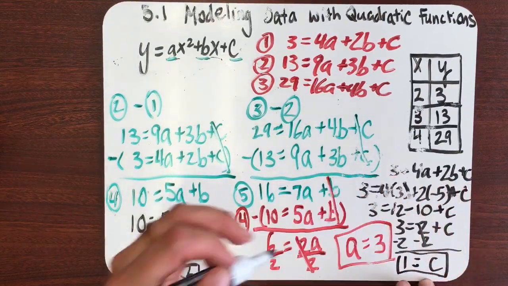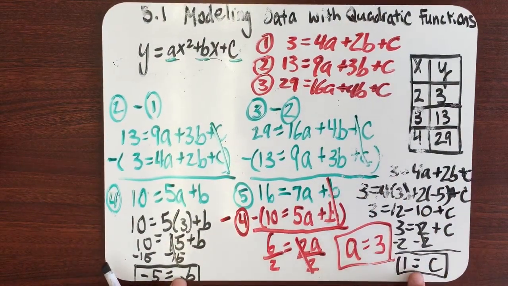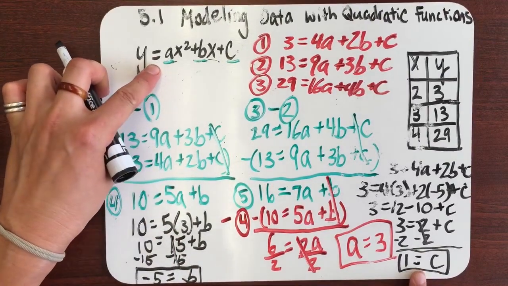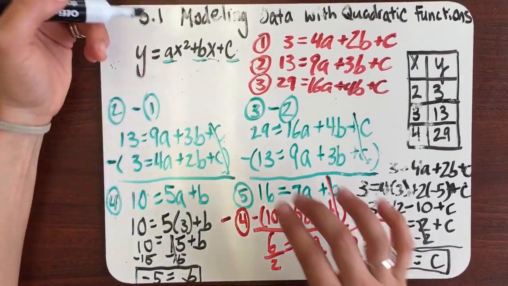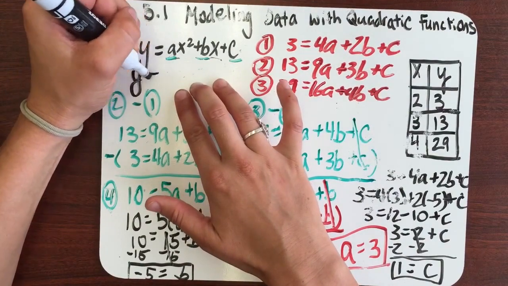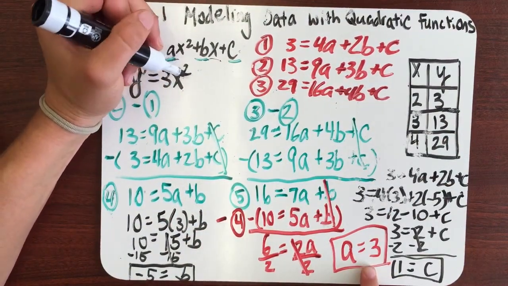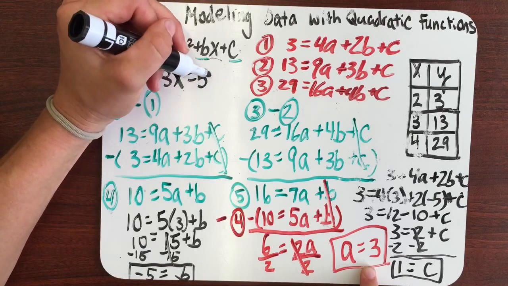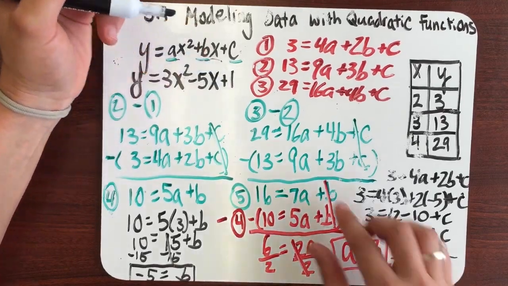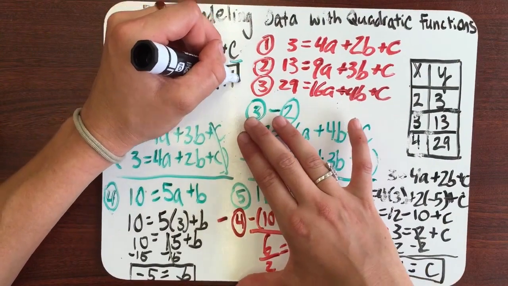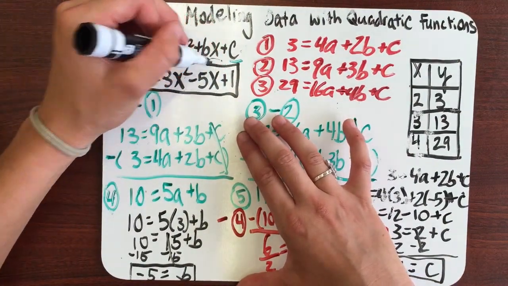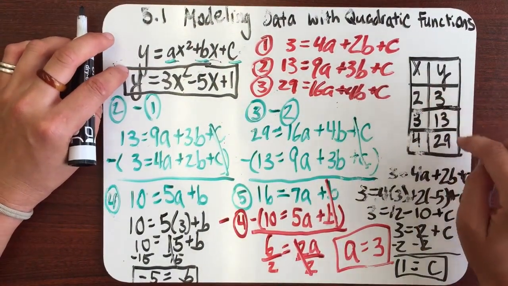Now that we have a, b, and c, we can plug it back into our standard form and get y is equal to 3x squared minus 5x plus 1. And that is our form for the quadratic function that goes through these 3 points.